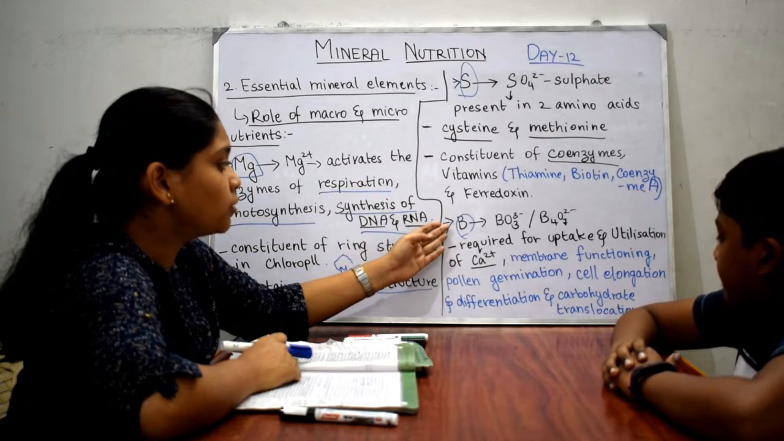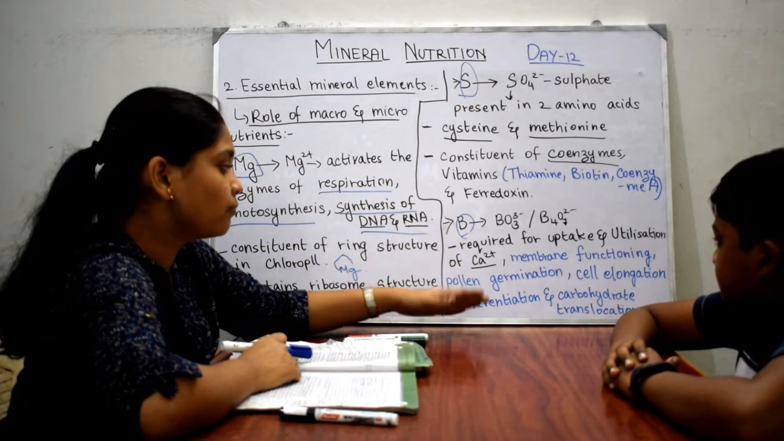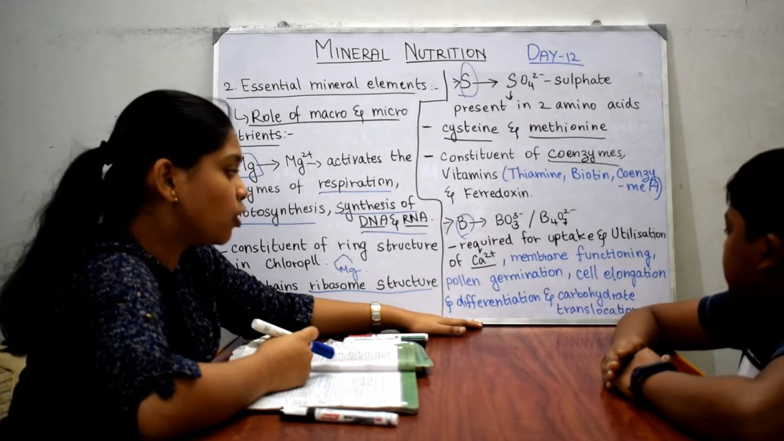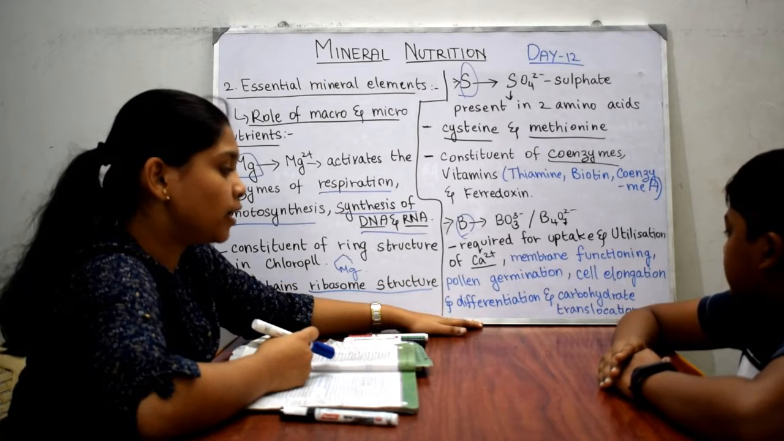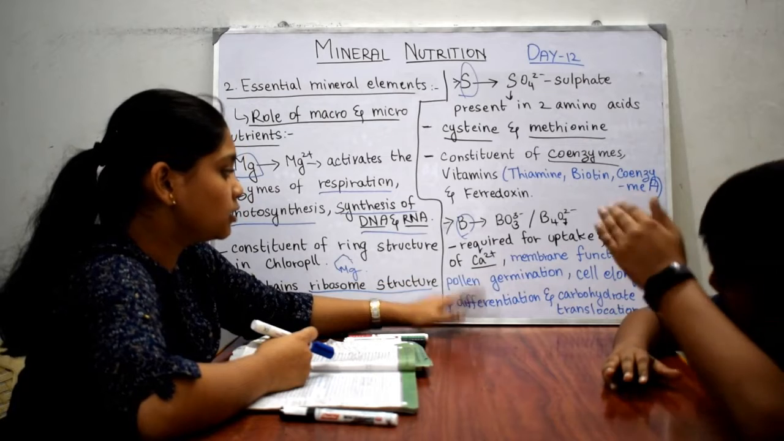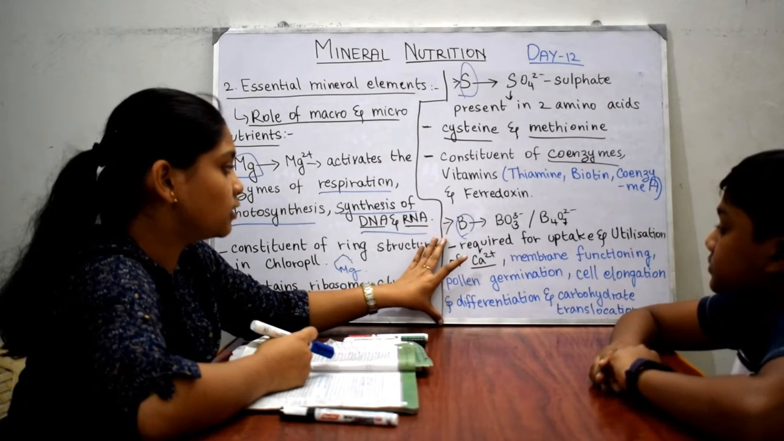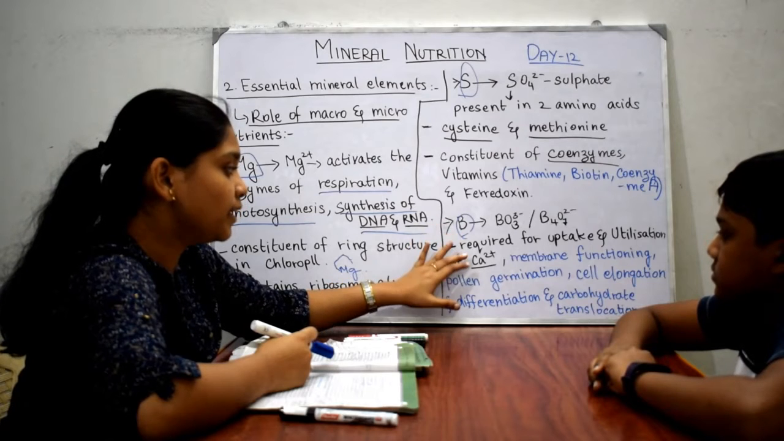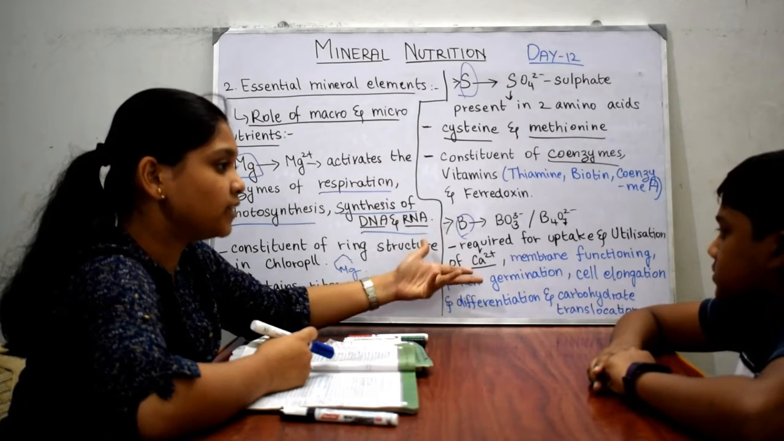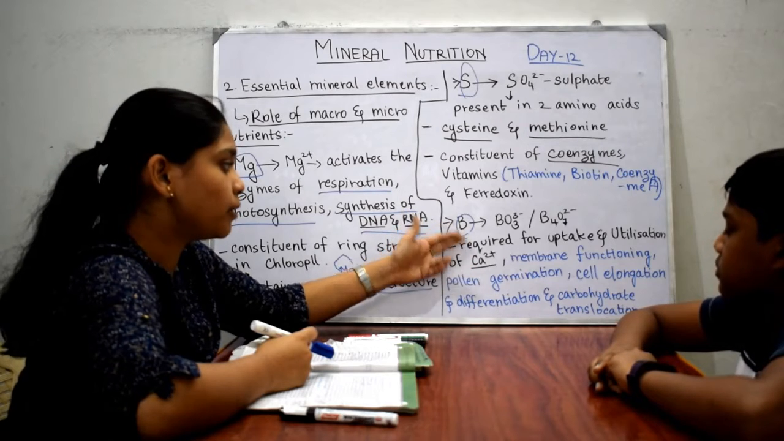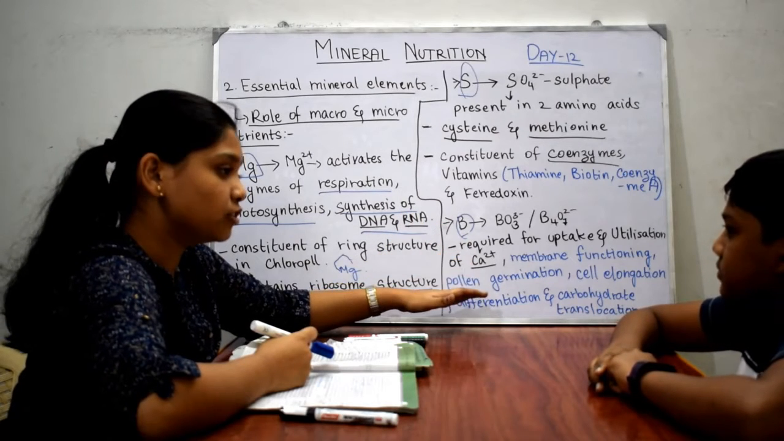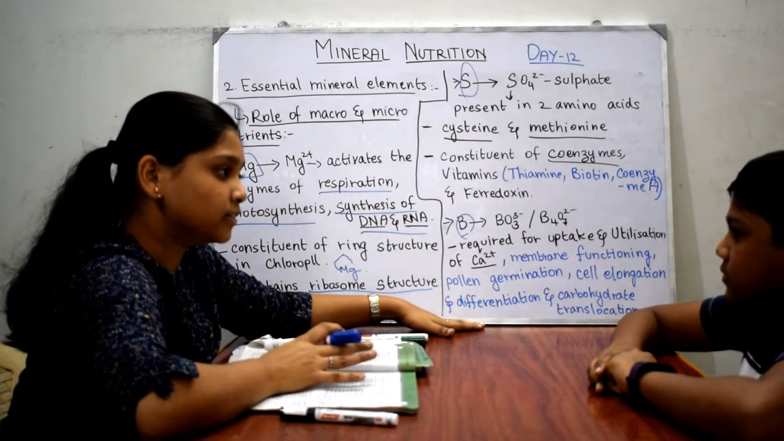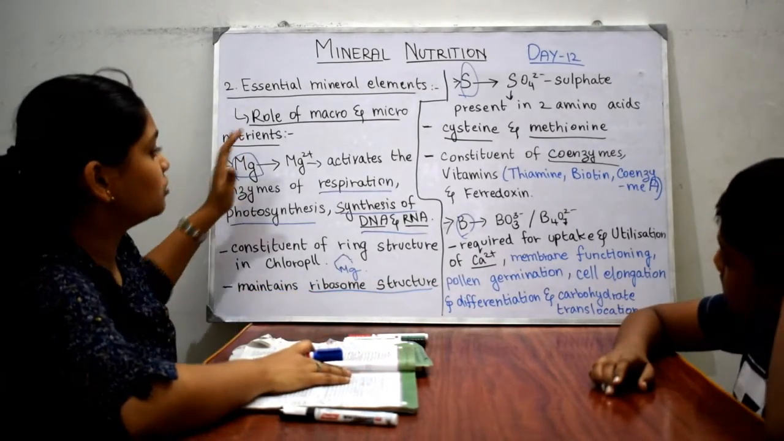Boron also performs functions like membrane functioning, pollen germination, cell elongation and differentiation, and carbohydrate translocation. It helps the pollen to germinate. The boron characteristics are very important: if boron is present, calcium will be present in plants; if boron is not there, calcium will not be there. So boron is required for uptake and utilization of calcium, membrane functioning, pollen germination, cell elongation and carbohydrate translocation. So magnesium, sulfur and boron are very important.